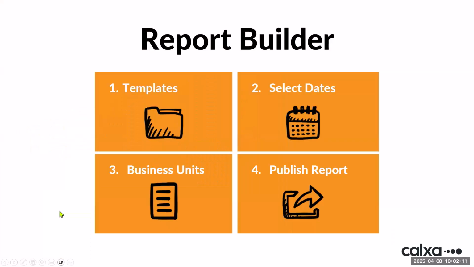Here we go. So we're going to be having a look at the report builder, and within that, we're going to have a look at the templates. These are the format of the reports that are available for you. We'll have a look at how you can select dates and use a very easy date-driven system to be able to get exactly the reports that you're after. How we can report down at business unit level for those of you on Xero, that's a tracking category. If you're on MYOB, that'll be jobs. We call them business units in Calxa, and we'll have a look at how we can publish the reports and retain copies of those reports.